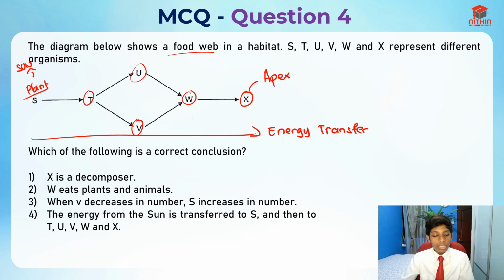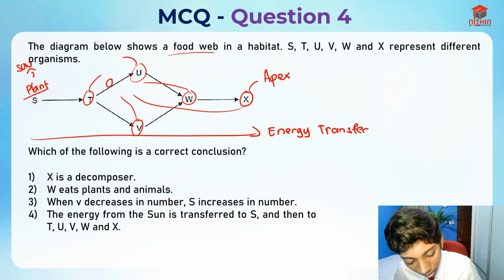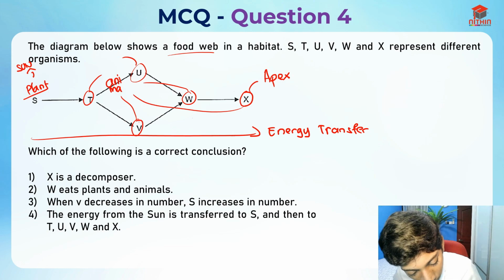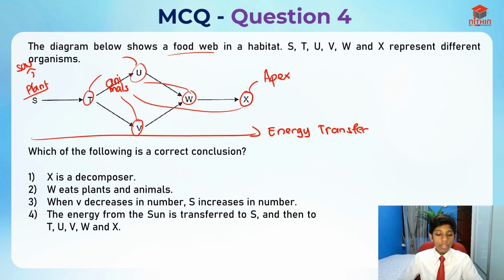And then after that, T is a smaller animal, like maybe a rabbit. This rabbit comes to eat this plant. And then next, U and V maybe are slightly bigger animals which eat the rabbit. Then after that, W actually eats these two animals. So apart from S, all of these here are actually animals. They're not plants. I hope you understood that.